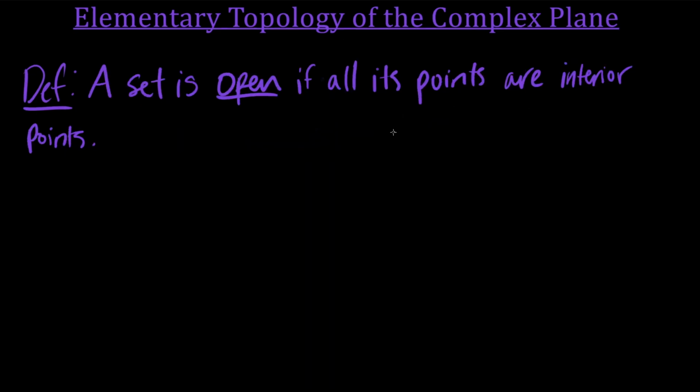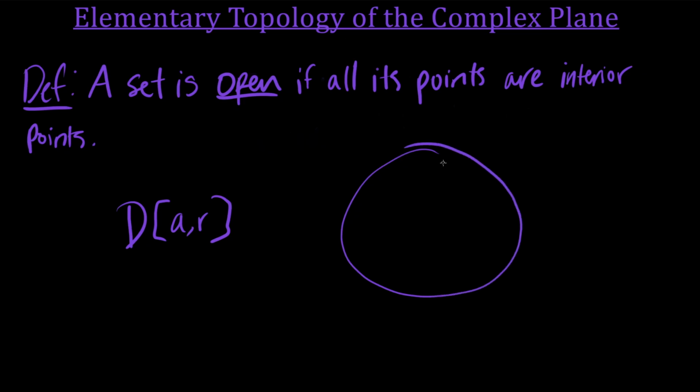Okay, now that we've covered the types of points within subsets of C, we can move on to some more definitions. A set is open if all of its points are interior points. Now, what would be an example of an open set? Well, let's recall the open disk centered at A with radius r. Remember that the open disk centered at A with radius r is the interior of the circle centered at A with radius r.